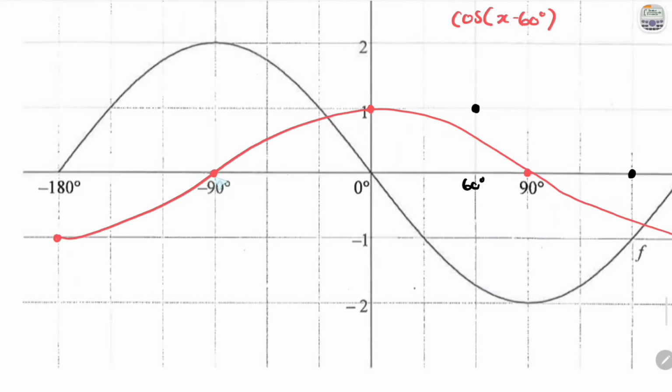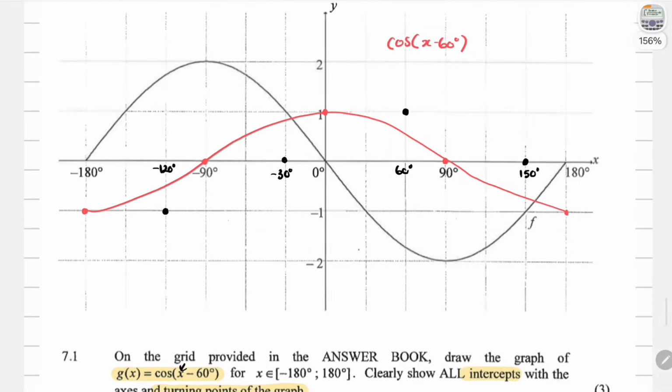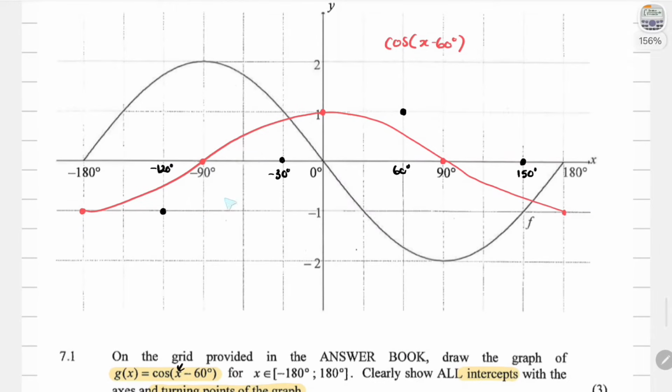Okay, and so on. And then another important point would be this here, where it's equal to -1, because that is a turning point. And that happened at -180 degrees. It's going to now happen 60 degrees ahead of this. So you're just moving 2 places, okay? 30 and then 60. So it just appears here at -120 degrees. And then you can just join your graph. It's going to do that, curve up and then down.